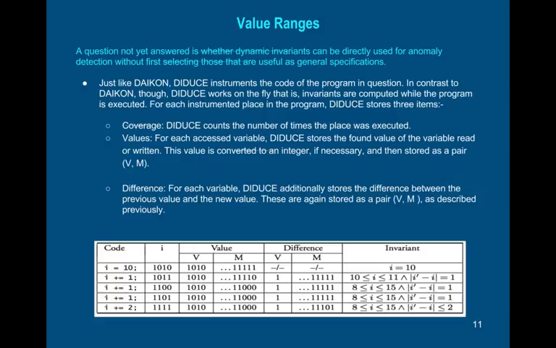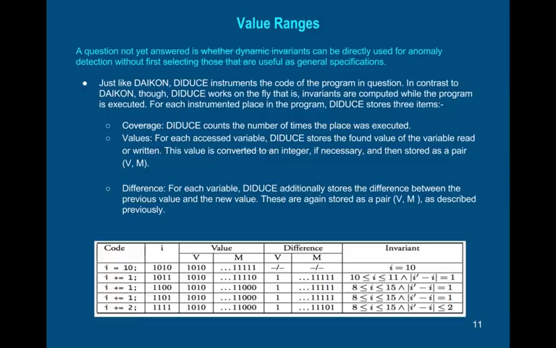Value ranges. A question not yet answered is whether dynamic invariants can be directly used for anomaly detection without first selecting those that are useful as general specifications. Just like Daikon, DIDUCE instruments the code of the program in question. In contrast to Daikon, DIDUCE works on the fly, and that means invariants are computed while the program is executed.